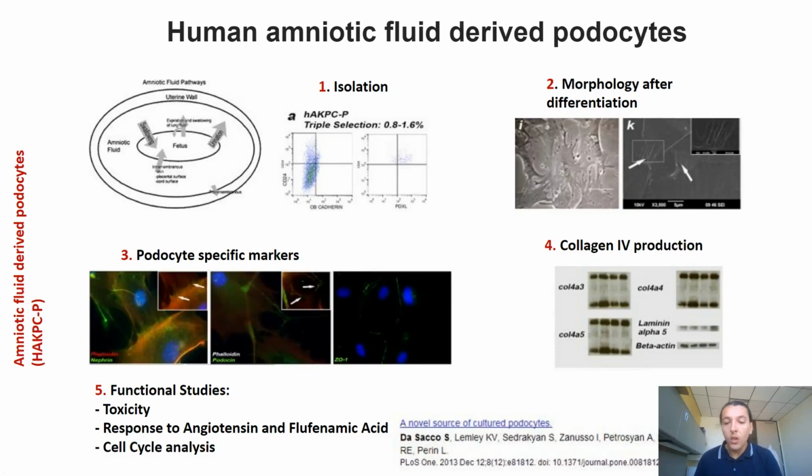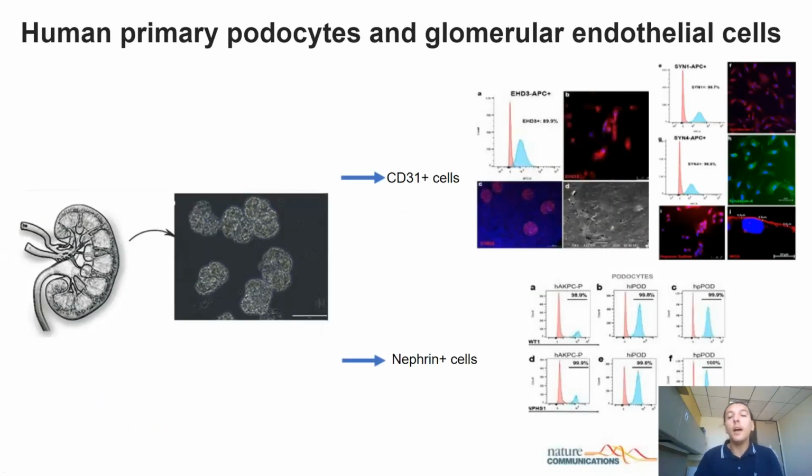We also wanted to use true podocytes, and so we developed the system to isolate primary podocytes and glomerular endothelial cells from kidneys that are discarded for transplantation. These kidneys, which do not present any damage peculiar to kidney disease, were digested to obtain glomeruli, and from the glomeruli we isolated CD31 cells that identify glomerular endothelial cells and nephrin-positive cells that identify podocytes.